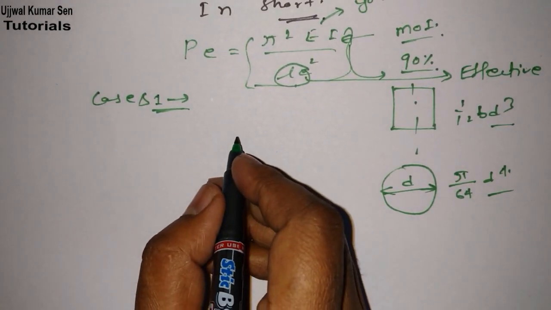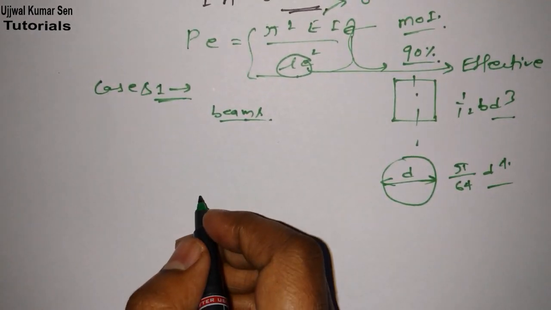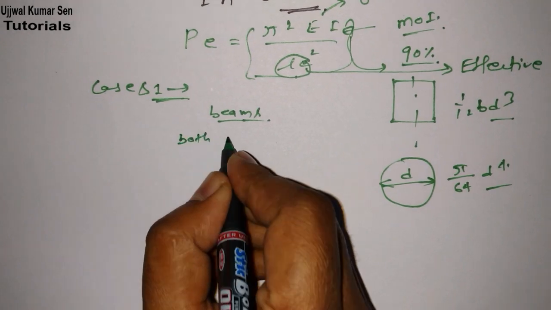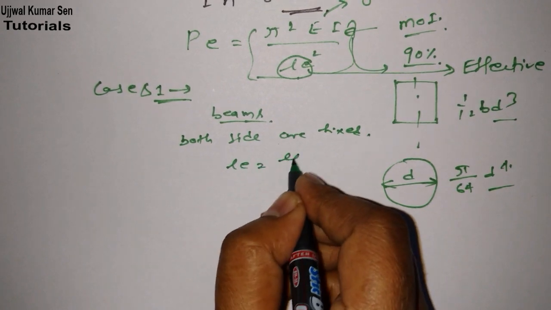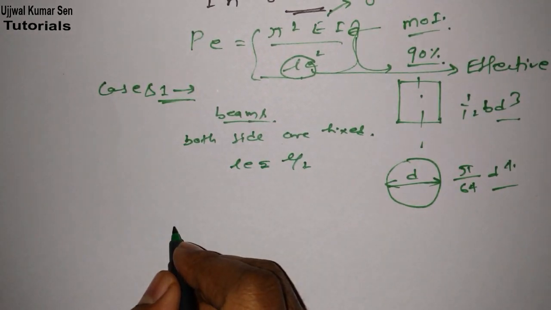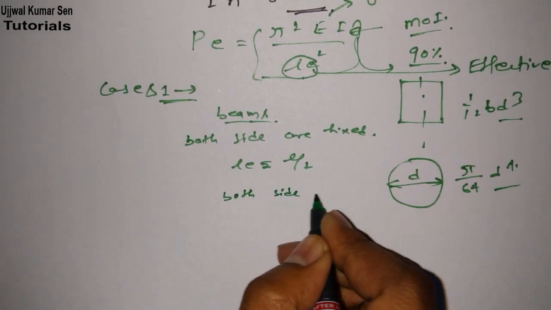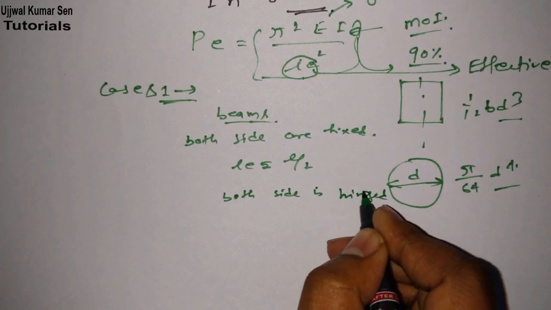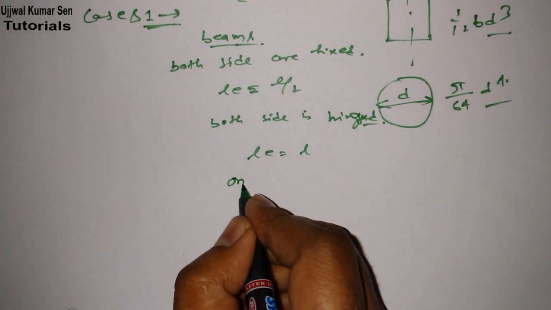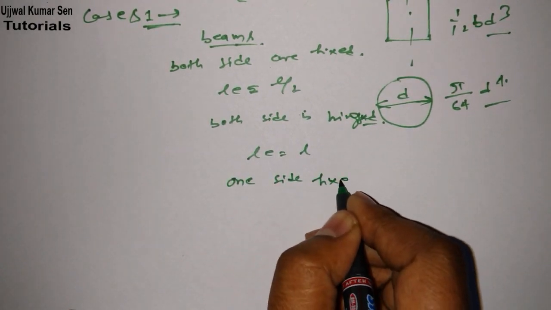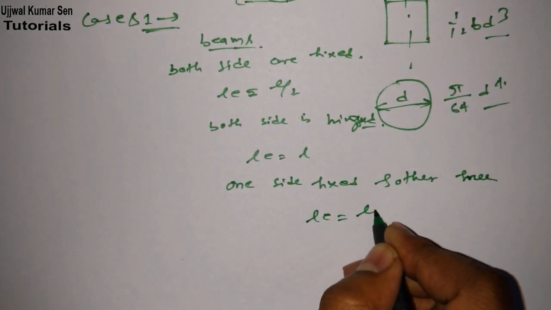Okay, suppose we are taking beams only. Suppose that in a beam both sides are fixed. Therefore effective length is equal to L by 2. Both sides fixed. If both sides are hinged, then LE is equal to L. If one side is fixed and the other is hinged, then LE is equal to L by root 2.